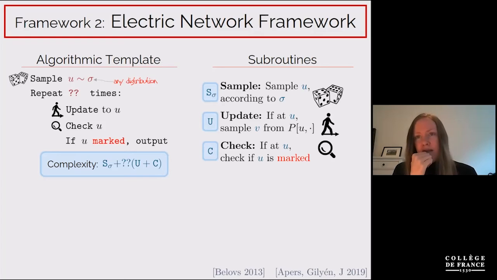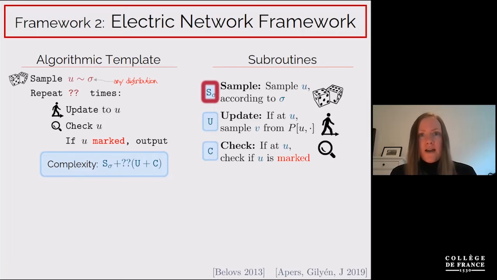In general, the cost of sampling will depend on sigma, which is now a parameter of the algorithm. So we write the cost of sampling as S sub sigma. And then second, the hitting time H is defined as the number of steps needed to find a marked vertex when the walker starts in the stationary distribution. So if we start in a different distribution, the number of steps we need would also change.